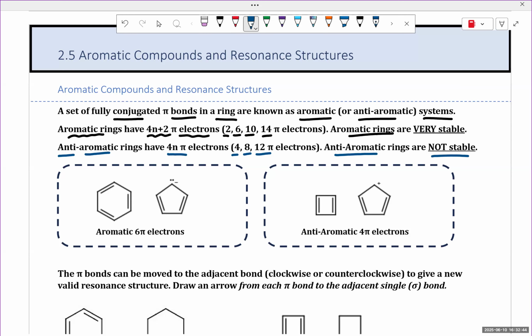not particularly stable. So for example, if we look at benzene, we have 2, 4, 6 pi electrons, and we have a set of fully conjugated pi bonds in a ring. For an anti-aromatic example, we have, in this case, cyclobutadiene. And in this case, we have 2, 4 pi electrons, so this would be anti-aromatic.